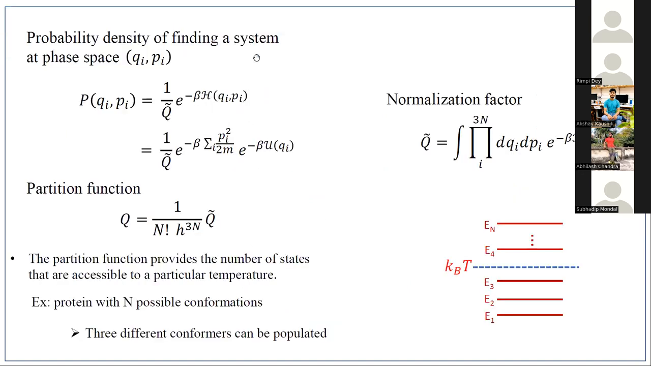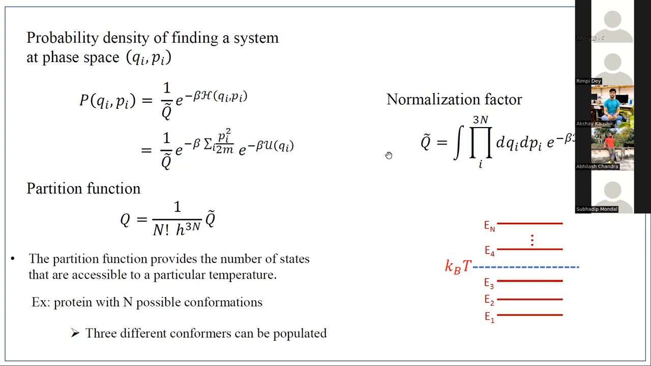Now, the probability density of finding a system in a phase space is equal to this Boltzmann factor divided by the normalization factor. And if we replace this Hamiltonian by the kinetic and potential energy terms, we can separate the exponential function of kinetic energy and the exponential function of potential energy. These two terms are independent of each other, so we can solve these two quantities separately.